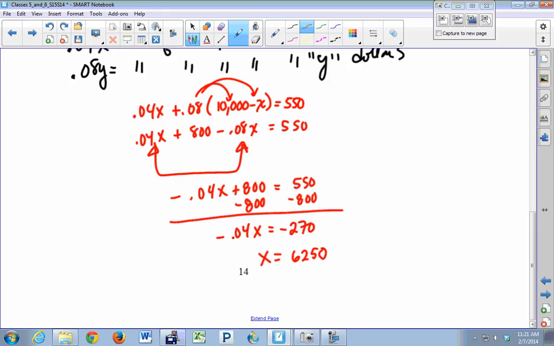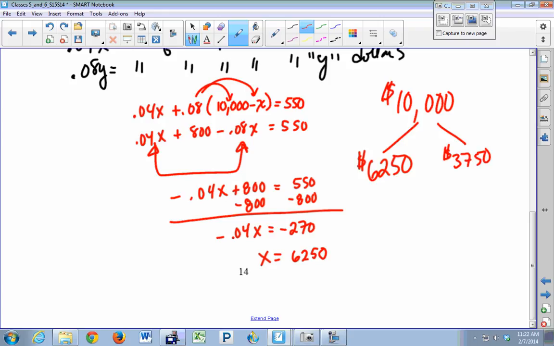So in your original fund that was $10,000, you decided to put 6250 in the low risk fund, and the remainder, 10,000 minus x, 10,000 minus 6250, which is 3750, in the higher risk fund. You notice those two things add up to 10,000. And if you really wanted to check your work, you would take 4% of 6250 and 8% of 3750 and see if that equaled 550. But since I'm the teacher, I must have done it right, right?